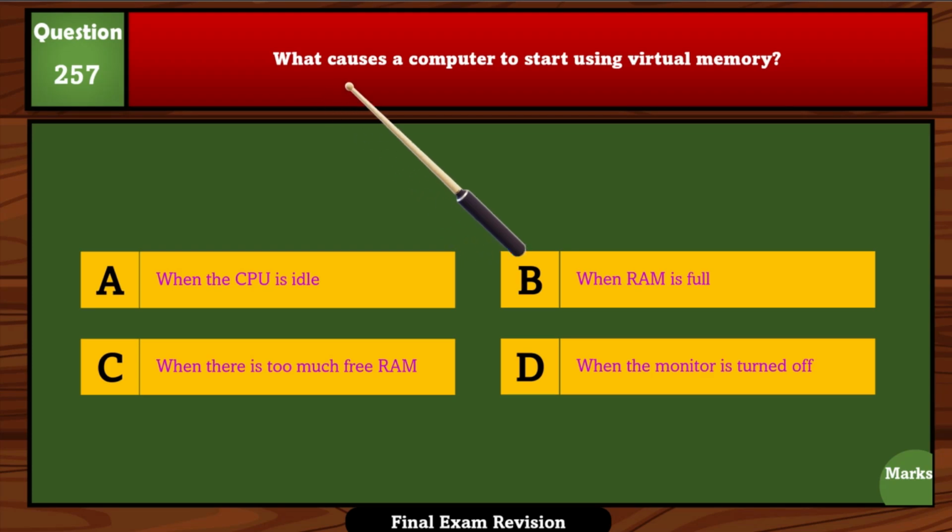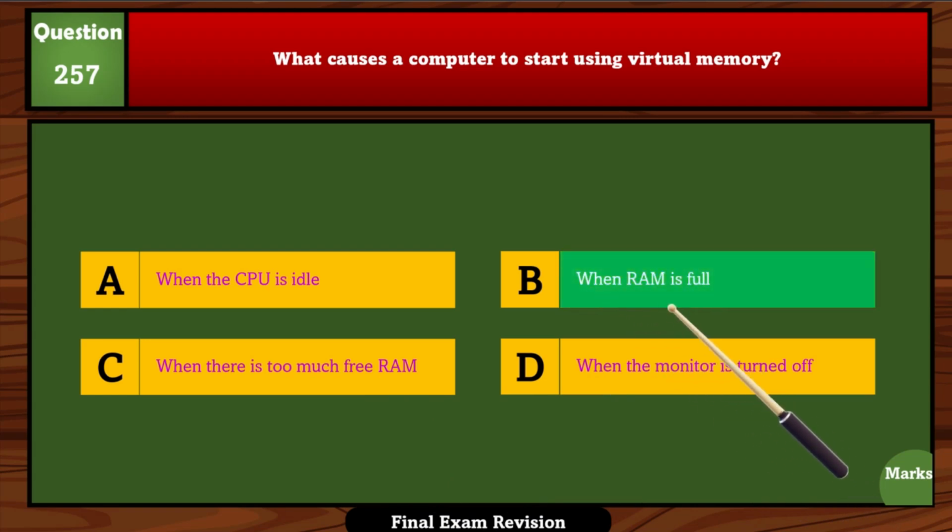Question 257. What causes a computer to start using virtual memory? Option A, when the CPU is idle. Option B, when RAM is full. Option C, when there is too much free RAM. Option D, when the monitor is turned off. So the correct answer is option B, when RAM is full.